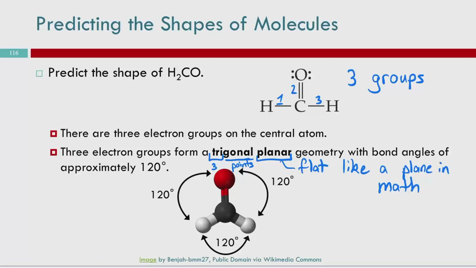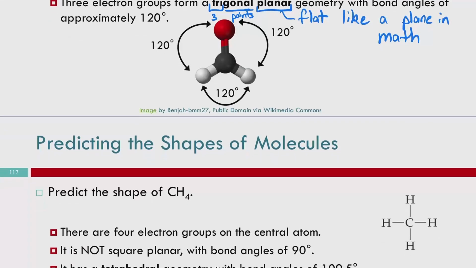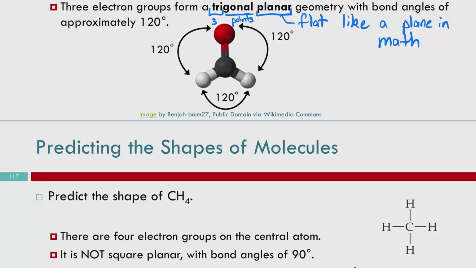Okay, so first shape, linear. Second shape, trigonal, having 3 groups on it, the tri meaning 3 groups, and it's planar, meaning that it's flat. We're specifying that it's planar because there's another option for trigonal. It's not always going to be flat, but for now it is. We can also predict the shape of methane, CH4. There are 4 electron groups, 4 single bonds.